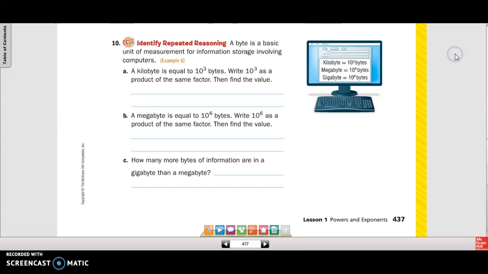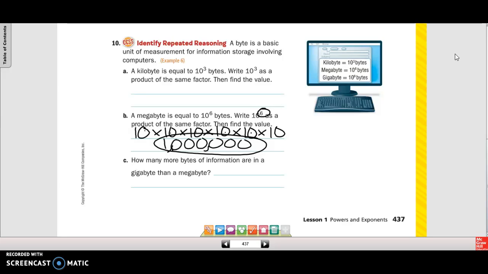I need to clear this off and scroll up, so hold 1 second. Let's look at B. A megabyte is equal to 10 to the 6th. So we're going to do the same thing, but this time instead of 3, it's a 6. So 10 times 10 times 10 times 10 times 10 times 10. We're going to do the same method as before. There's 1, 2, 3, 4, 5, 6 zeros. So we're going to put 1, 2, 3, 4, 5, 6 zeros, and then put your commas in. So that would be 1 million. And remember, this one was 1,000.